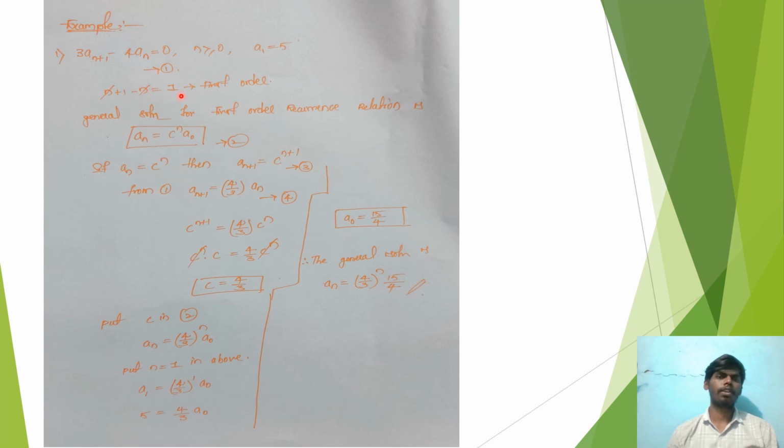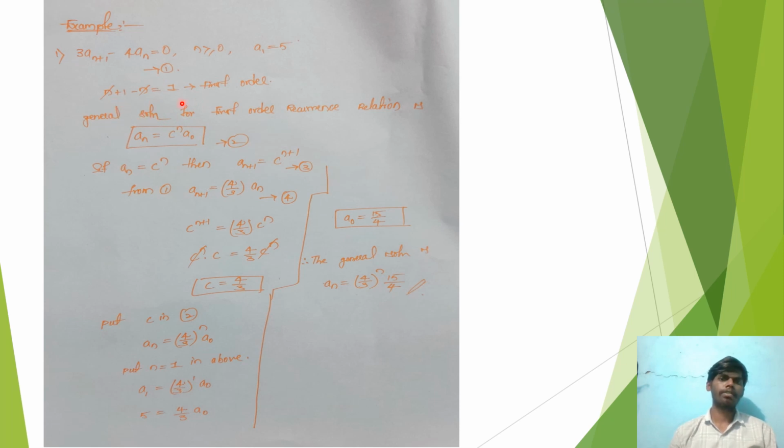We can find the order of the equation by subtracting the lowest subscript value from the highest subscript value. Here the highest value is n plus 1 and the lowest value is n. So n plus 1 minus n, n gets cancelled and we get 1. So this is a first order recurrence relation, known as a first order homogeneous recurrence relation.